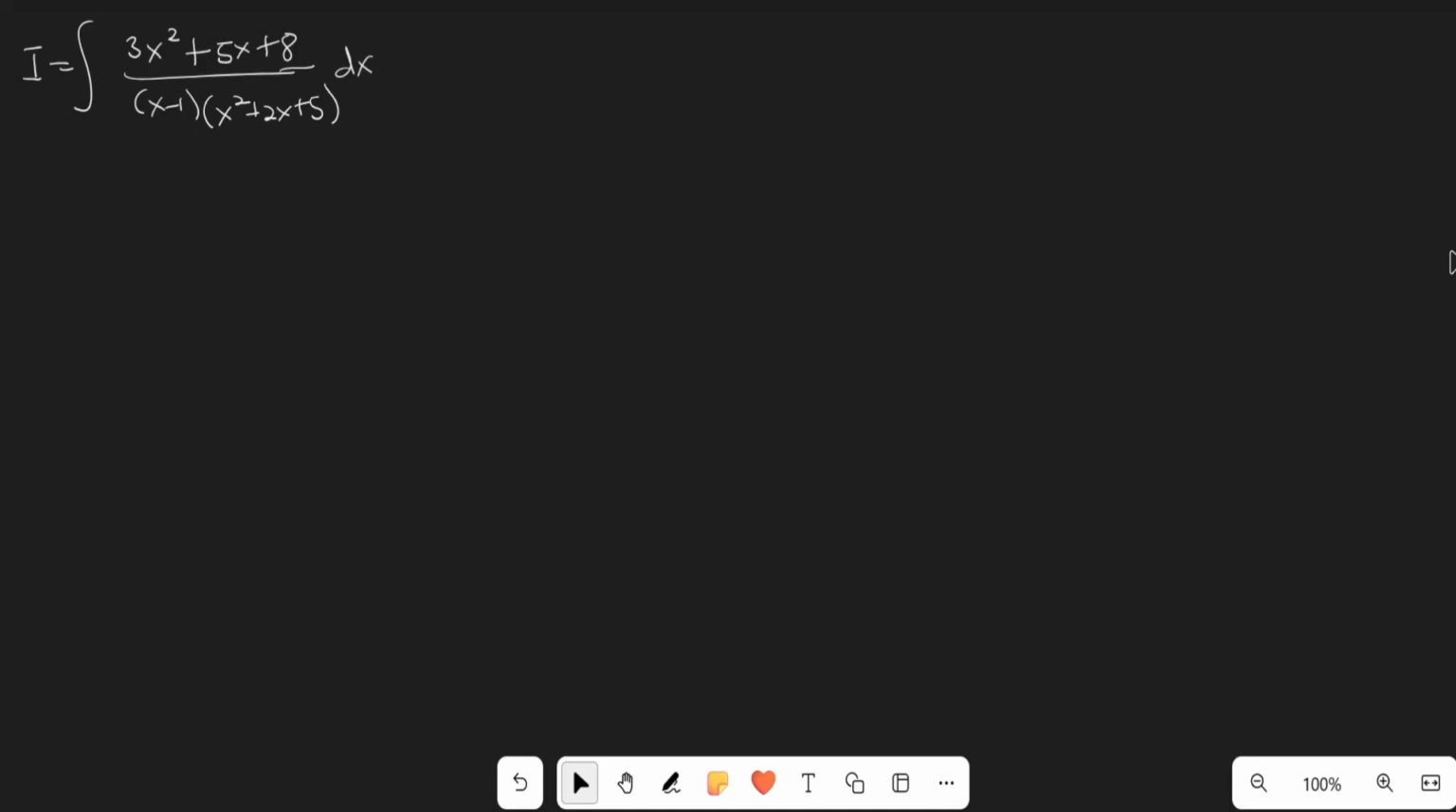So how do you solve this integral? We are going to solve this integral by splitting it down using partial fractions. So let's dive right into it.